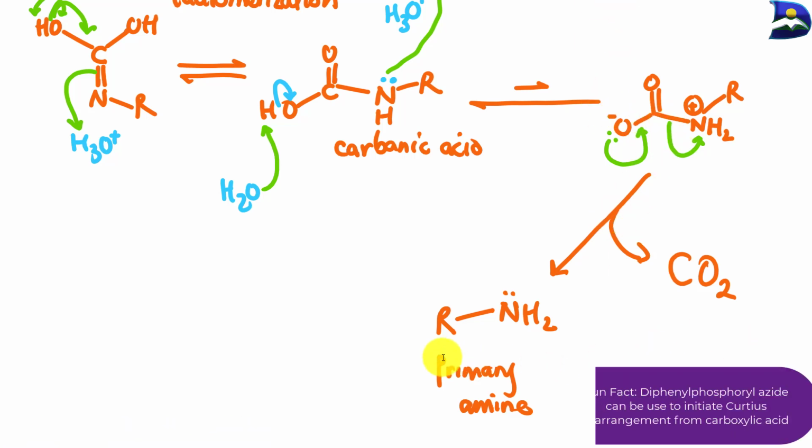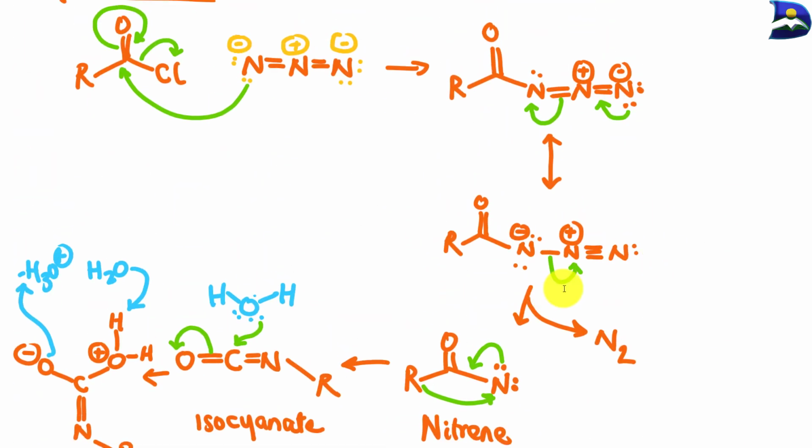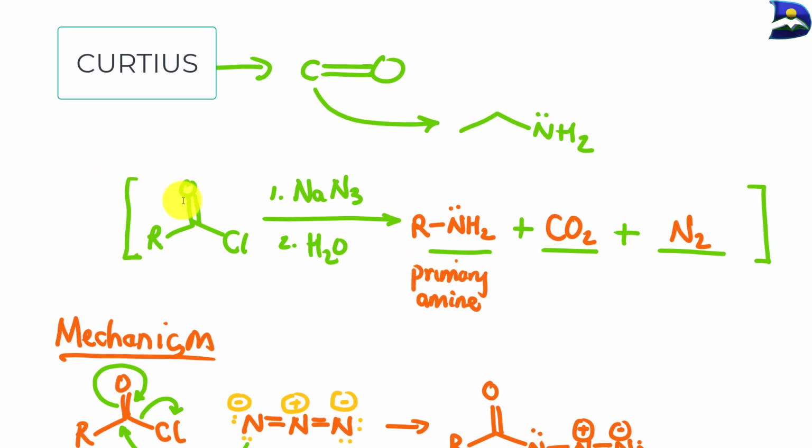So I hope you found this really informative in terms of forming a primary amine and the other products, which are carbon dioxide and finally nitrogen gas, from this acyl chloride reaction in the presence of sodium azide and water through the rearrangement process called the Curtius reaction.